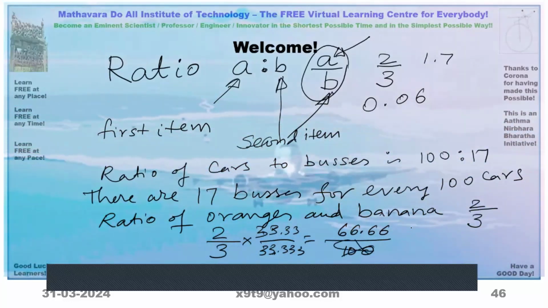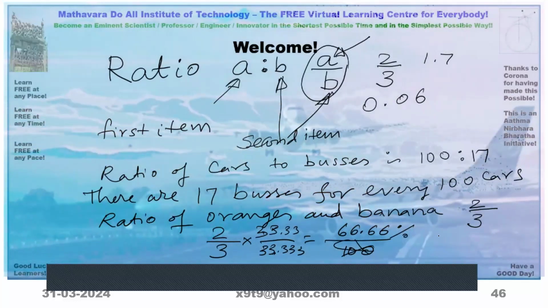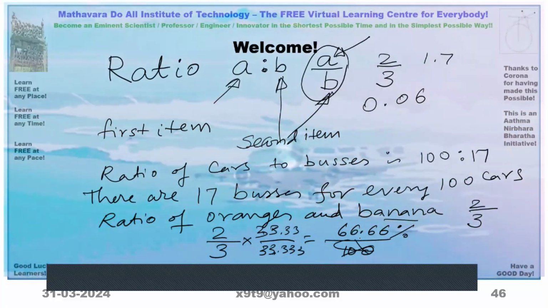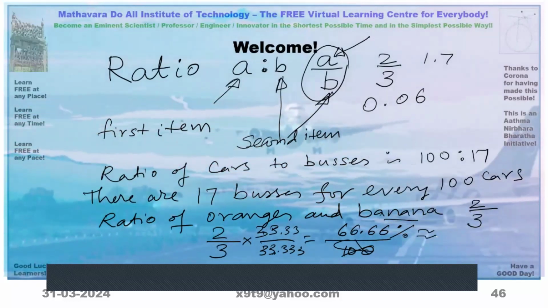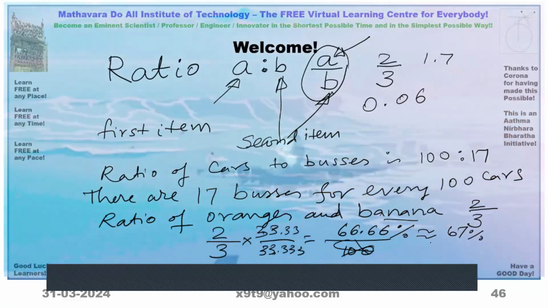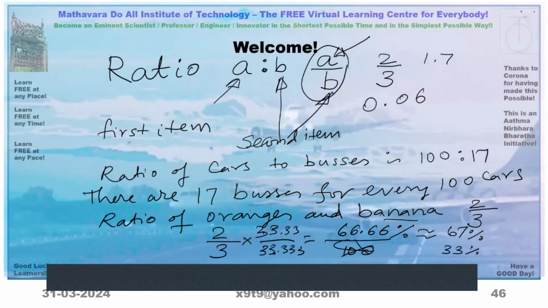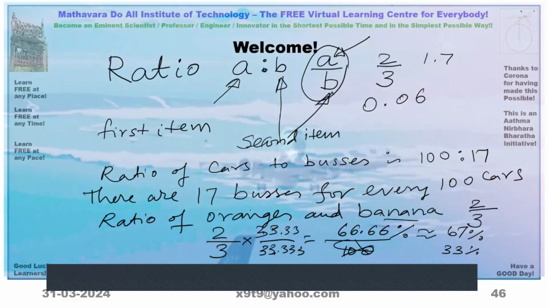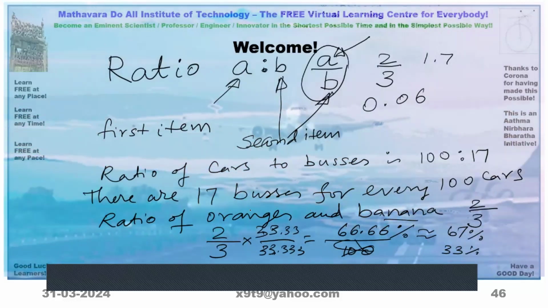So it is 66.66 percentage like thing. Of the fruits, the bananas form 66.66%, or if you round it off to 67%, you can say bananas. So the balance 33 will be the oranges. So like that we can give information in percentage also.